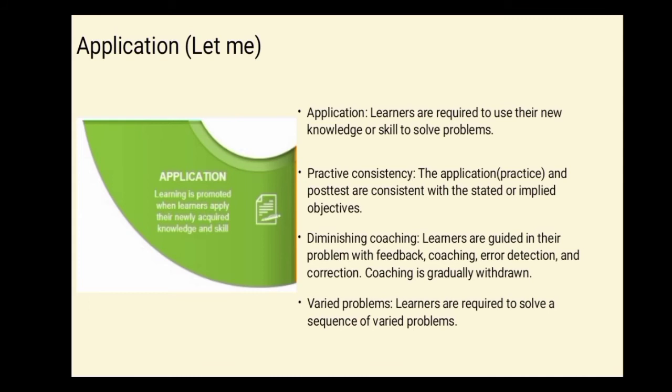The consistency criterion should be applied first. If the application is inconsistent with the intended goals of the instruction, then it will be ineffective, and it won't matter whether or not there is appropriate coaching and feedback or a sequence of problems. Then next is diminishing coaching, where the learners are guided in their problem with feedback, coaching, error detection, and correction. So coaching is gradually withdrawn.